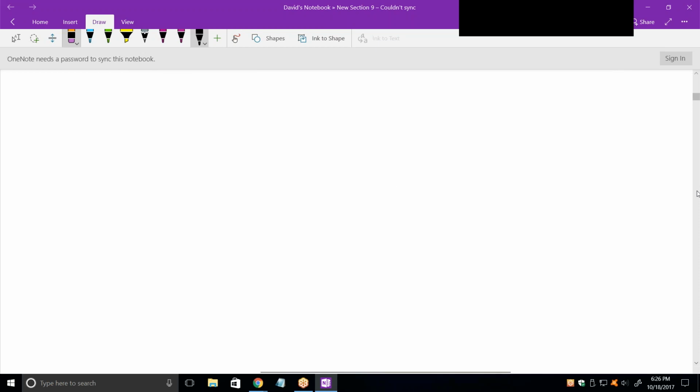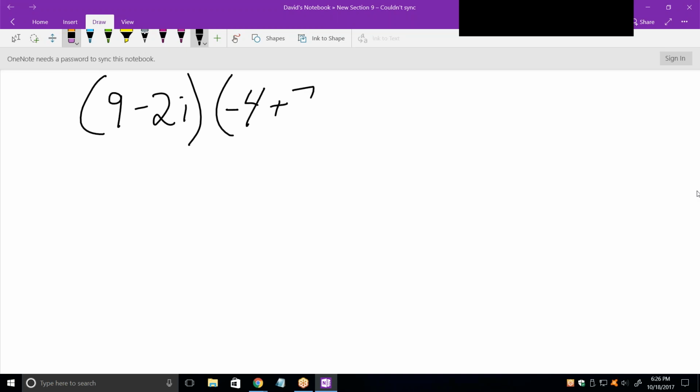So let's do another one, if we're going to get an i squared. Another one from that section is good to do. Parentheses 9 minus 2i, and then close those. And then new parentheses, negative 4 plus 7i, and then close them.